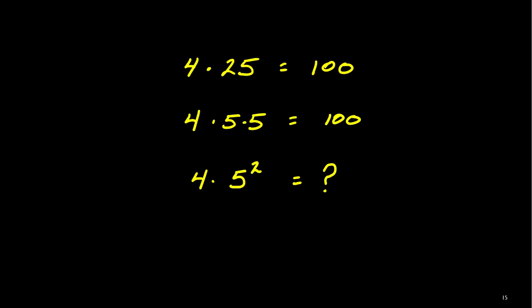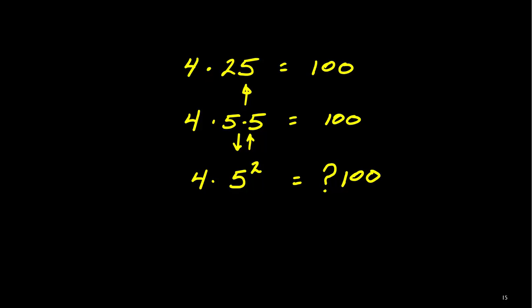Now, let's go back and look at this. 4 times 25 equals 100. We can write 25 as 5 times 5, and that still equals 100. But we can write 5 times 5 as 5 squared. And since 5 squared equals this, this answer here still has to be 100.